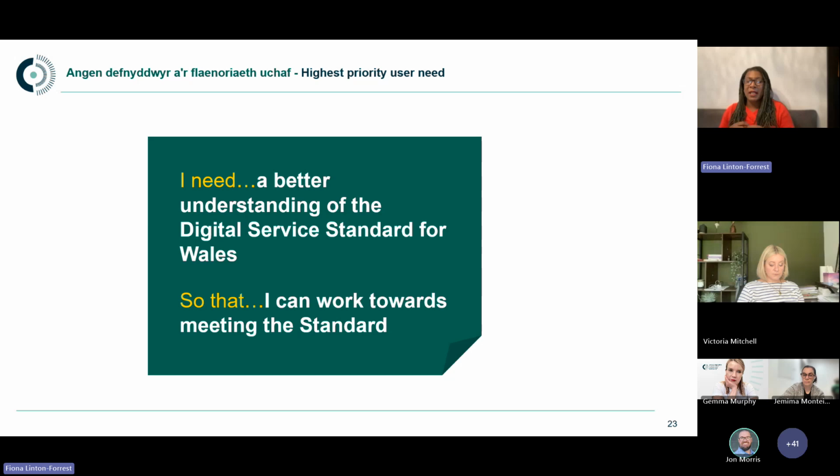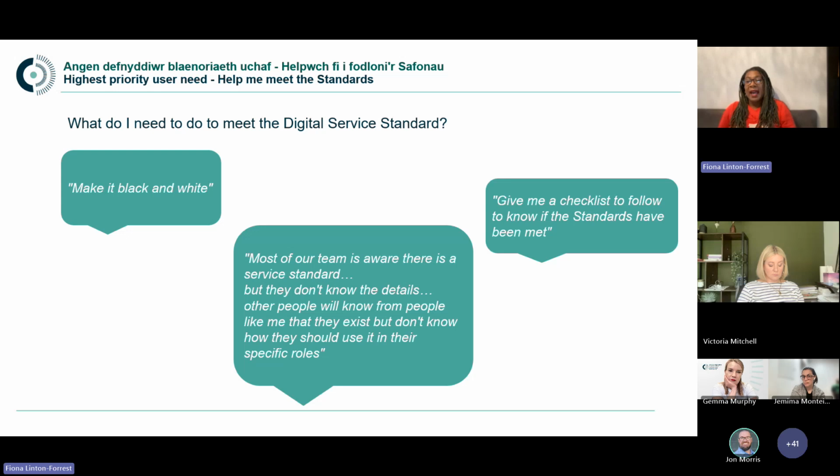And this one is fundamental because it not only affects why teams may be reluctant to participate in the service assessment, but also why finding assessors to scale the service could be challenging. There was clear evidence of awareness of the digital service standard, but people didn't know how to meet it. They were looking for something that was clear and direct and helped them to understand what exactly they needed to do.